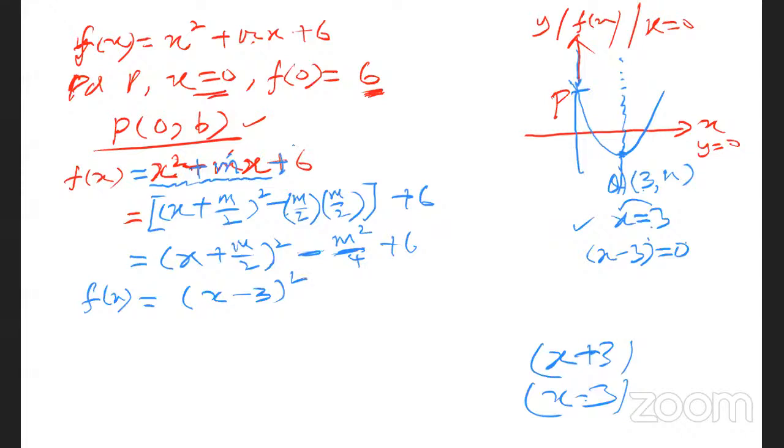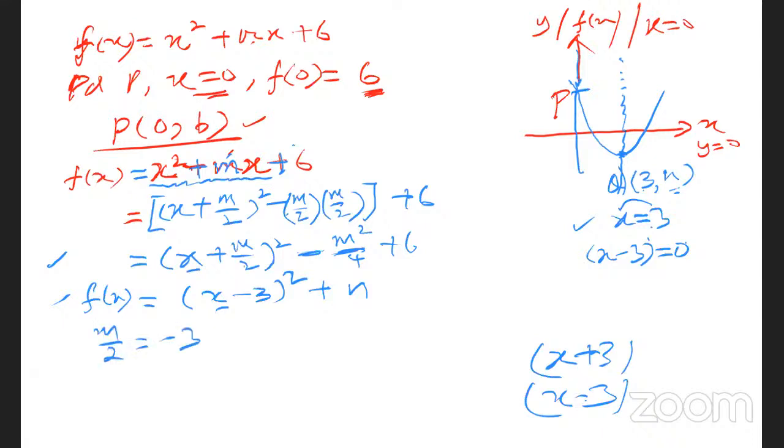And then, what is this n? N must be the minimum value. Can you understand that? So can you write one more line below it? Now comparison, you compare. X equals to x. So m over 2 equals to minus 3.